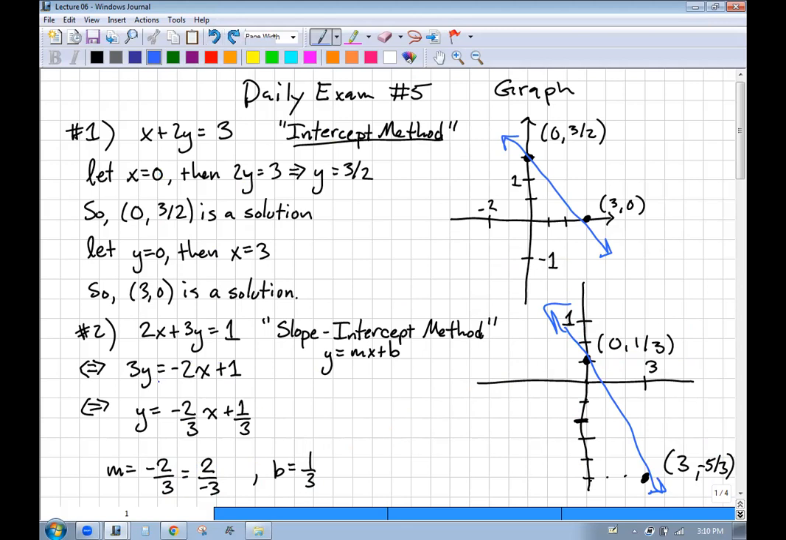So notice I've connected my statements here, right? This equals this, if and only if, this equals this, if and only if, this equals this. Put it in the slope intercept form so I can easily see what my M is. I can easily see what my B is. Once I know what M and B is, I could simply draw the graph. Okay? So that's what I'm looking for when I ask you to graph.